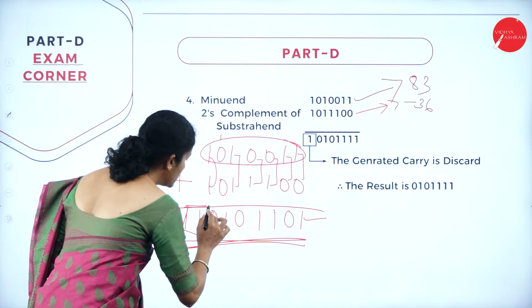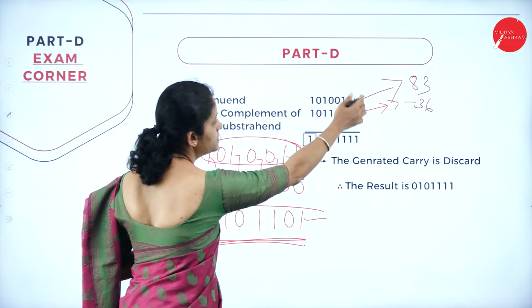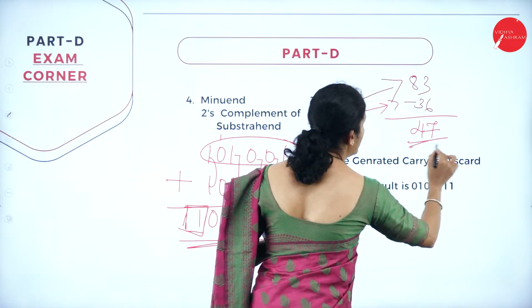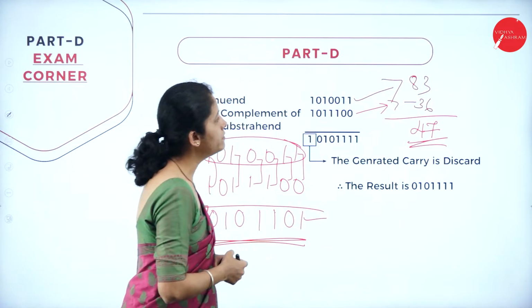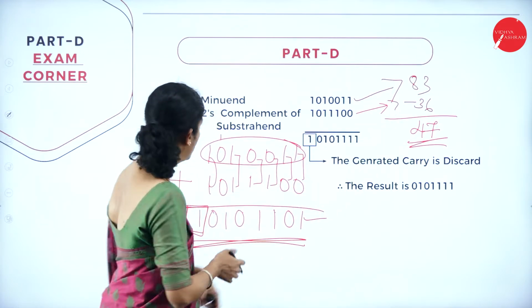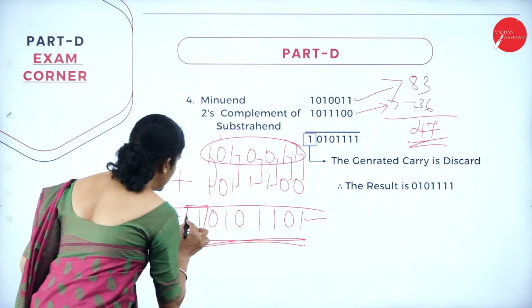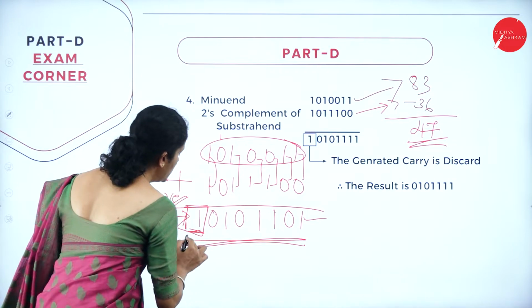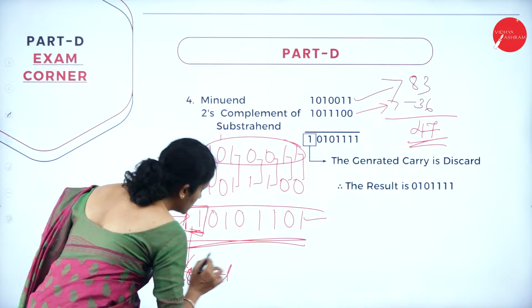So this carry is nothing but the bit representation, and if I subtract this one, I'm going to get positive 47. That is 83 minus 36. What is the answer I'm going to have? It is 47. But what is that? It is positive 47. But if I consider this one, that is carry bit 1, this indicates that it is my negative number. For that reason, I'm going to discard this carry. So what I want to do? I want to discard this carry.